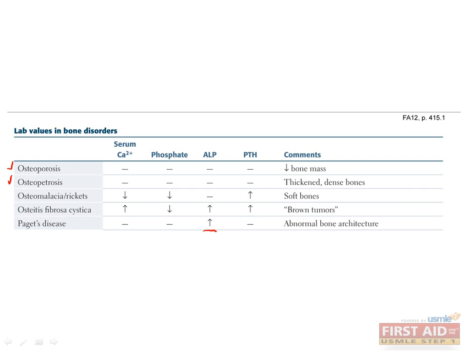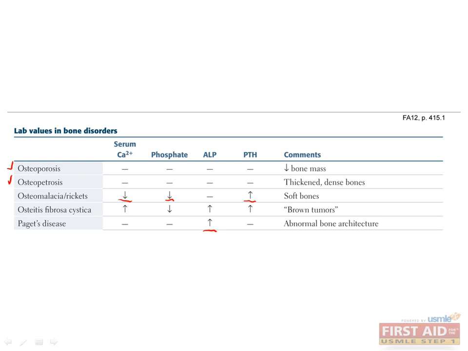The final 2 diseases, however, are actually defects in bone mineral metabolism. In osteomalacia and rickets, patients have a deficiency of vitamin D, which causes them to have low levels of calcium. This triggers an increase in PTH levels to bring calcium levels up, but in doing so, also drops phosphate levels.